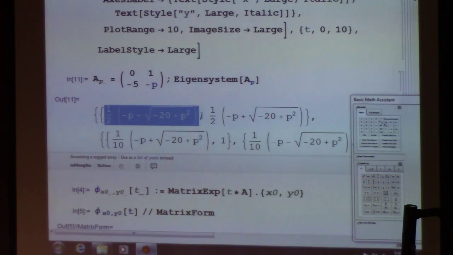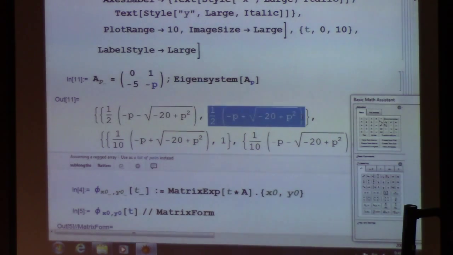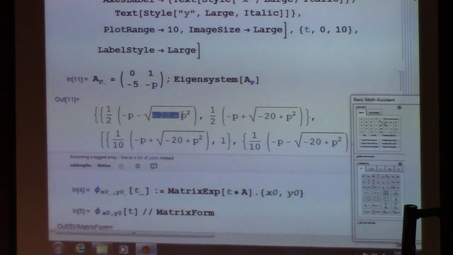So your eigenvalues are this and this, which could be real or complex, depending on how big P is. If P is small, they're complex. If P is small, -20 plus P squared will be negative. When P is bigger than the square root of 20, that's when that becomes positive. So maybe there's a bifurcation that occurs at P equals square root of 20. Maybe.